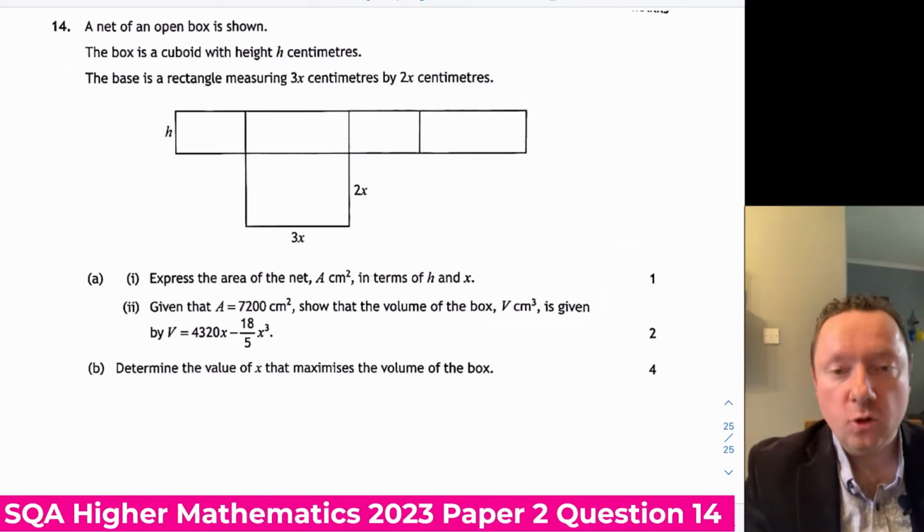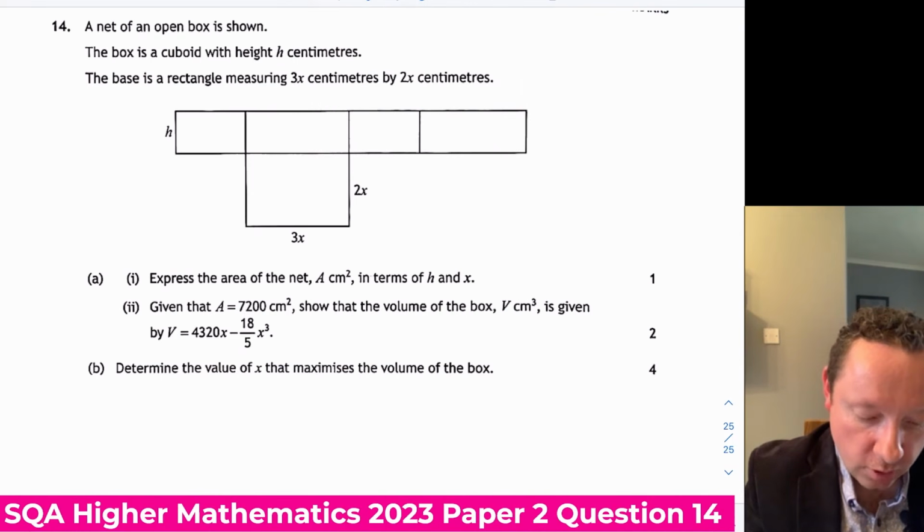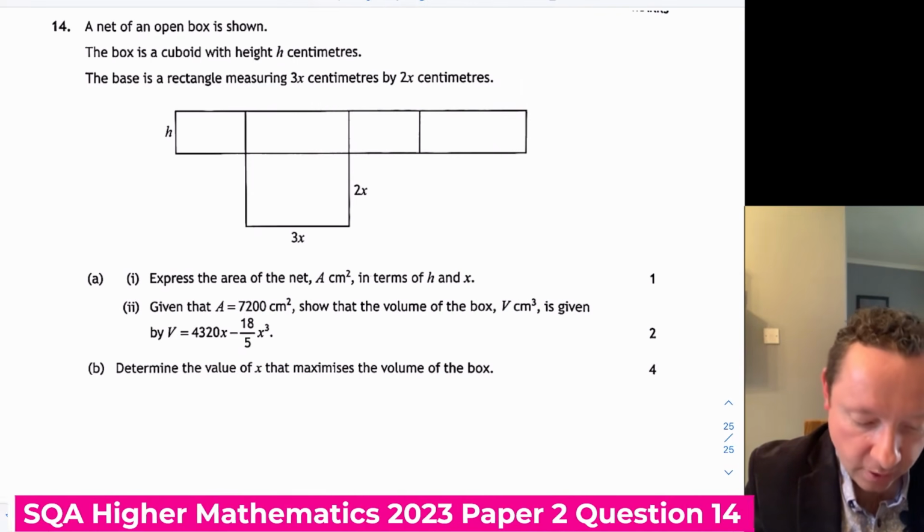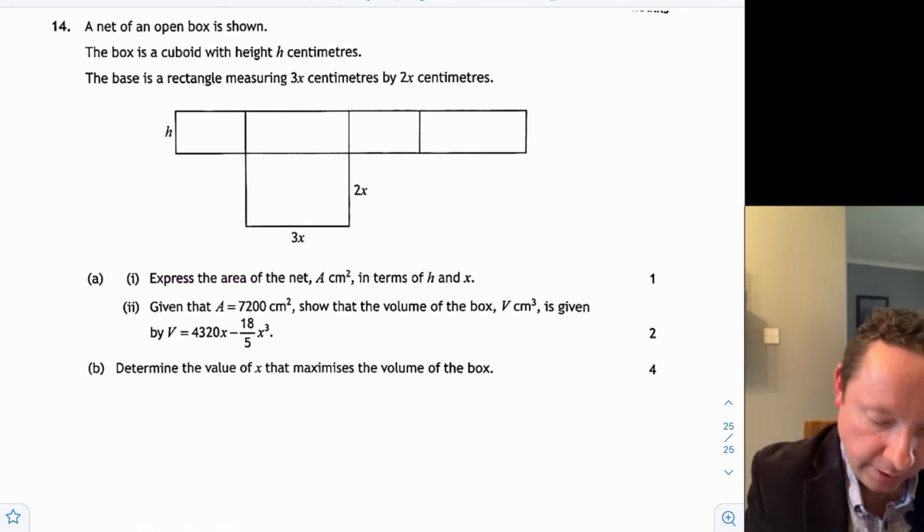Maths 2023 paper 2 question 14. The net of an open box is shown. The base is 3x by 2x with a height of h. Find the area of a net in terms of h and x.